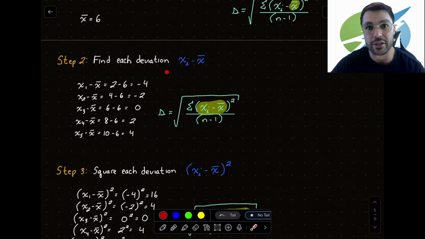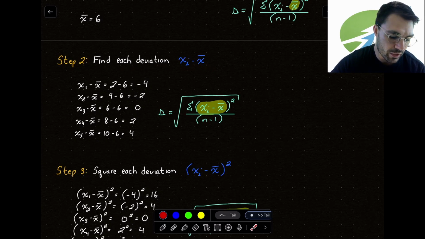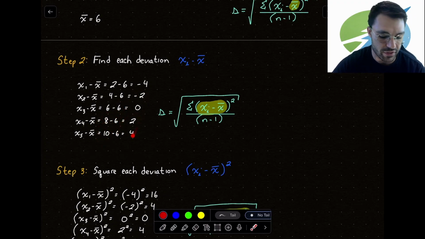Step 2, find each deviation, which is our X sub i's minus our X bar. So that's each X value we have minus our average. Our first X value, 2 minus average of 6 is negative 4. Second value, 4 minus our average of 6 is negative 2. Third value, 6 minus our average of 6, 0. Fourth value, 8 minus our average of 6 equals 2. And fifth value of 10 minus our average of 6 equals 4. And that's just the inside the parentheses part of our equation here.